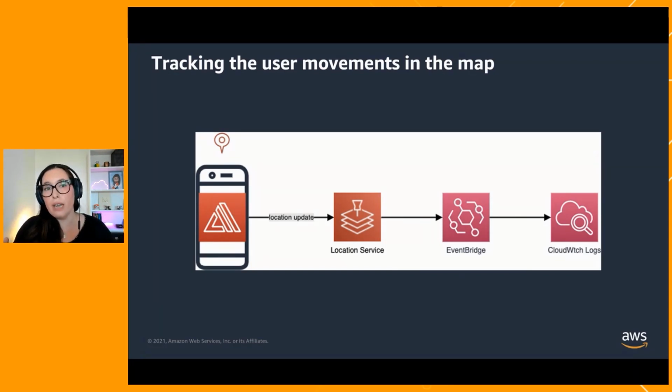So whenever we create a geofence, that will come automatically, and you will see it in a moment. Basically, whenever somebody enters or exits that geofence, that polygon in the map, that area in the map, a message will be sent to Event Bridge, and that will create a log in a log group in CloudWatch. And that all happens automatically. So let's see how we do that.